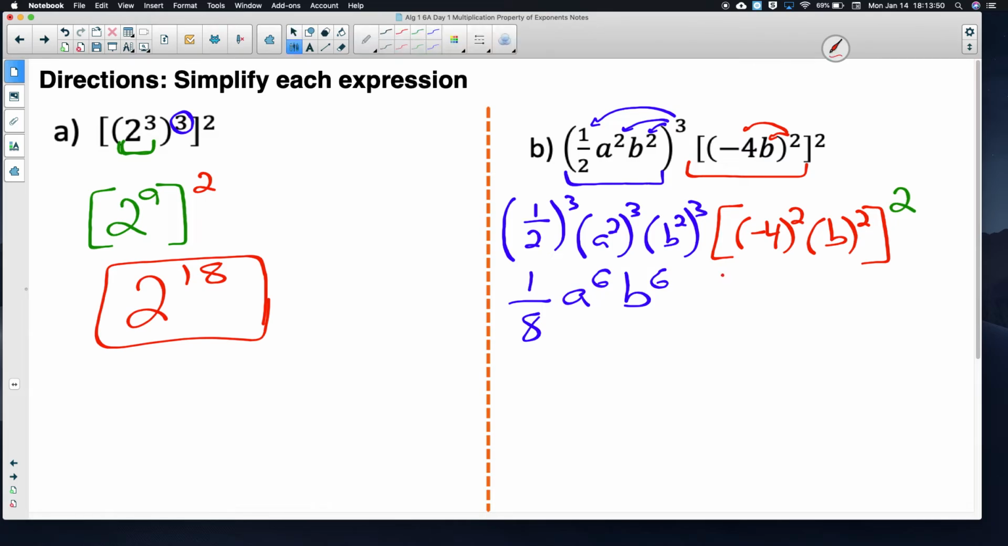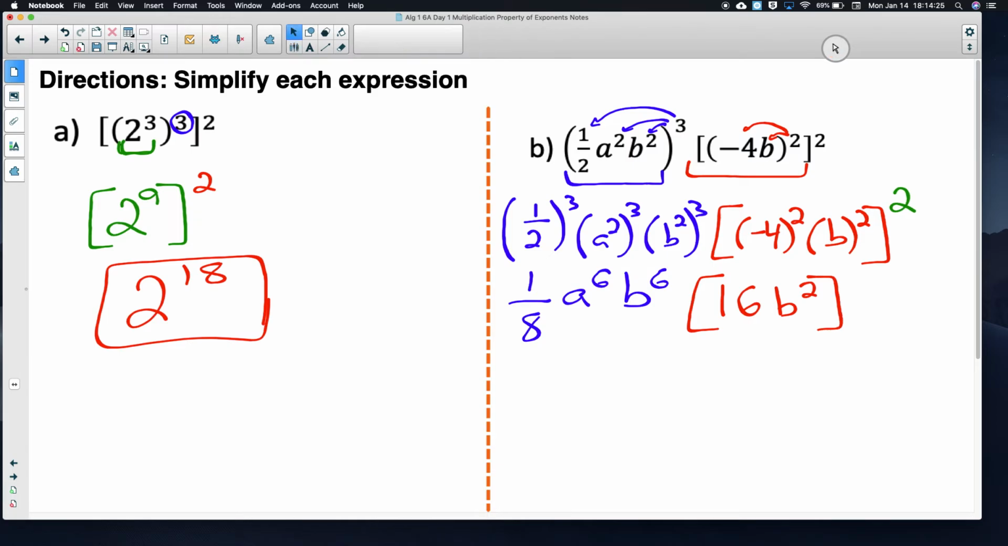Now let's take it back and simplify what's going on inside the brackets. I've got negative 4 squared. Make sure you notice you're taking negative 4 times negative 4. The exponent of 2 is being applied to the base of negative 4. So I'm taking negative 4 times negative 4. Negative times negative gives me a positive. So negative 4 squared is 16. And then b raised to the second power is just going to give me b squared.